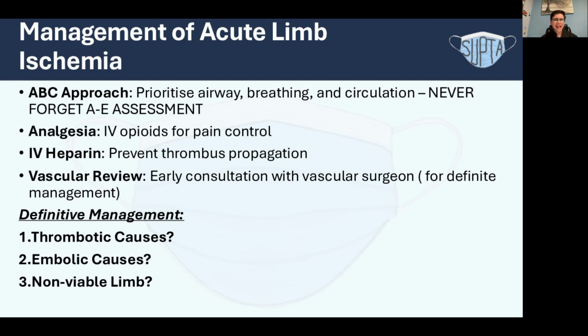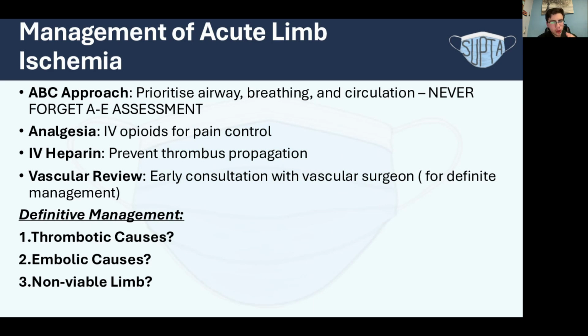Now if we want to manage the actual acute limb ischemia, we've made sure the airway, breathing, etc. are not going to kill the patient. You have to remember what the patient came with. 100%, they're coming with pain. This is the most common symptom, and the one that disturbs the patient the most. So we want to give some kind of analgesia. Make sure they're not on opioids first and don't have any problems with taking opioids. Then give them some IV opioids for pain control, and give them IV heparin to prevent the thrombus from getting worse.